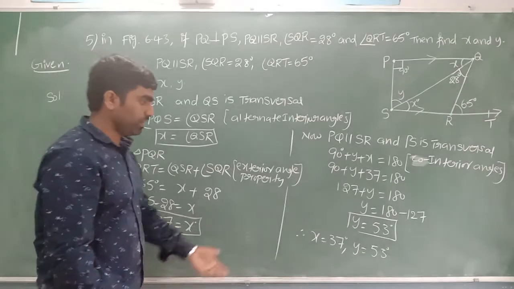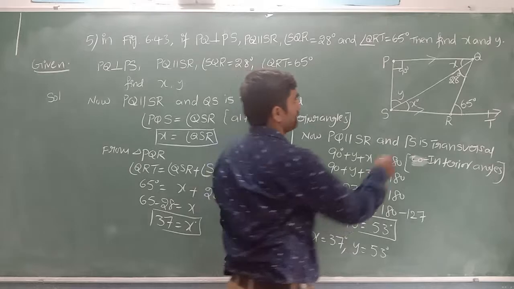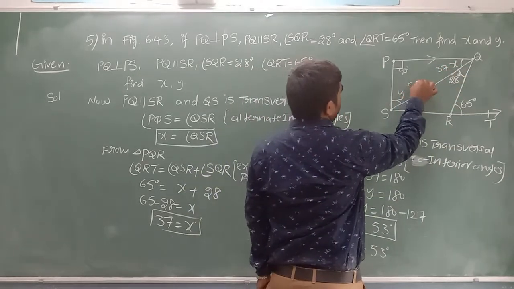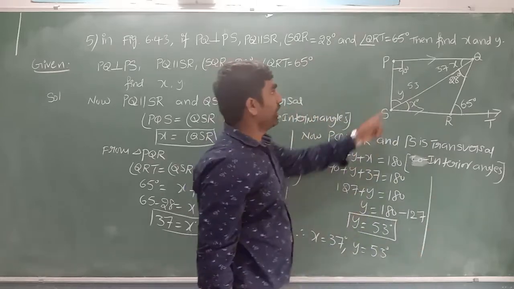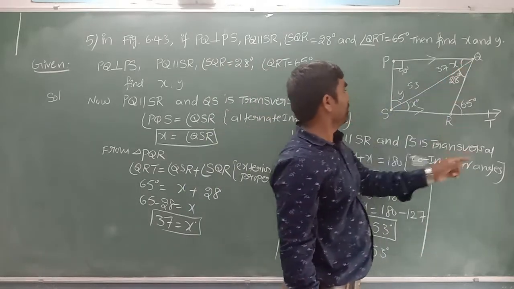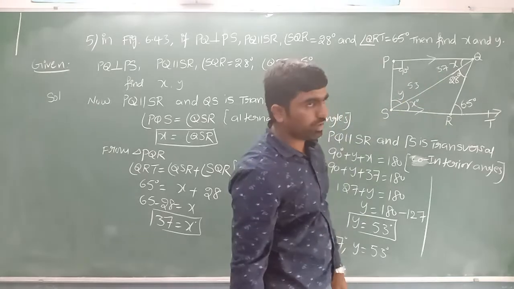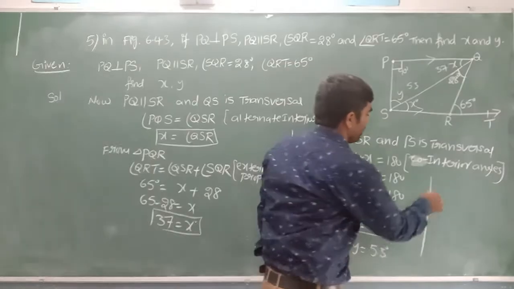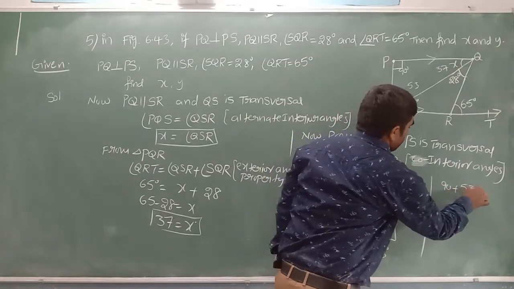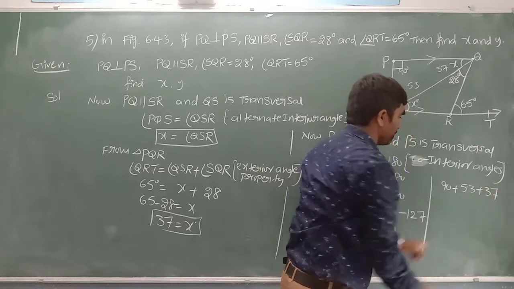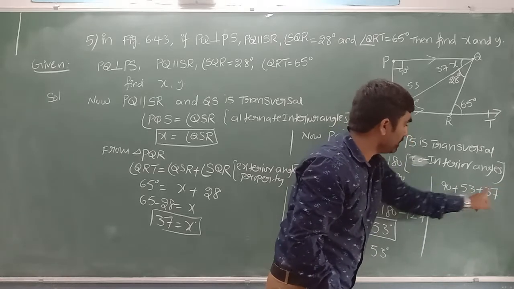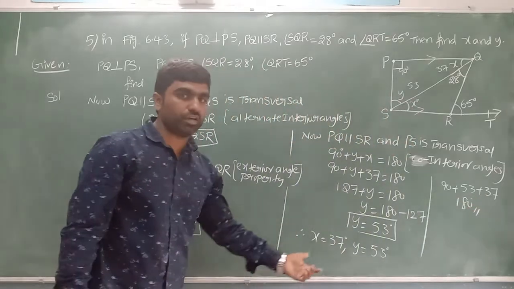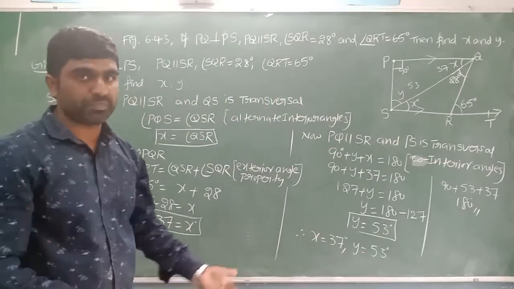Still, if you want to verify, you can do verification also. I got x is equal to 37 and y is equal to 53. Now in triangle PSQ, we know all the three angles. Apply the angle sum property: 90 plus 53 plus 37 is 180. Yes, x is equal to 37, y is equal to 53 are the correct answers.